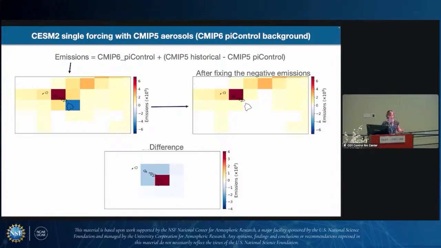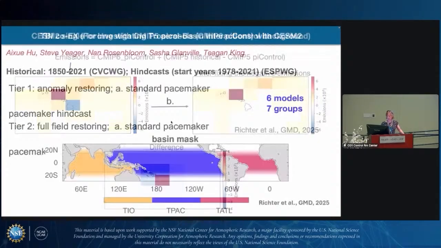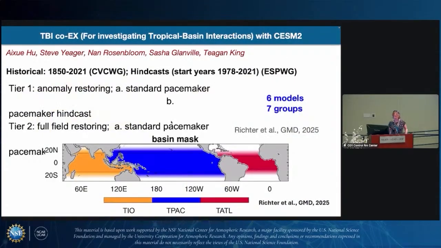And I think it would be interesting to do this with CMIP7 emissions as well, as a first look at how the differences in the aerosol emissions change what's happening in the model. So I'm going to hand it over to Aishu now for the last few slides.